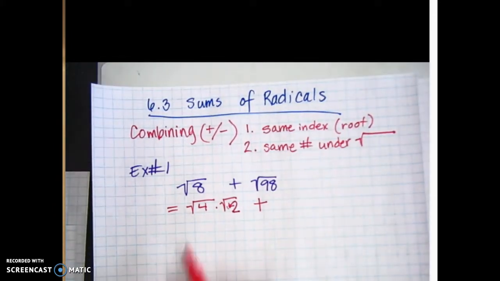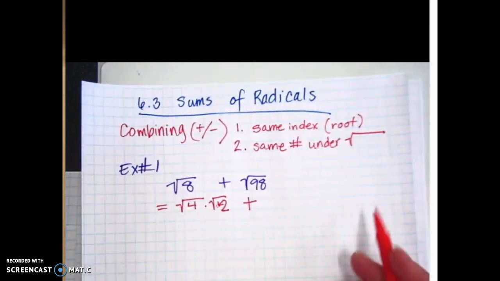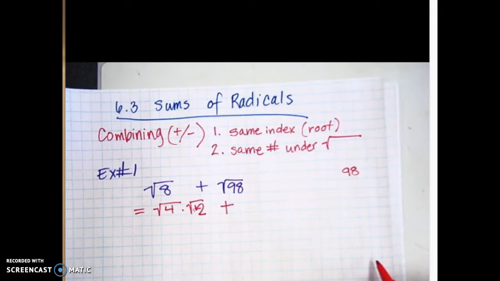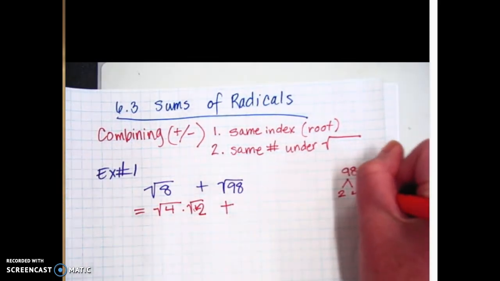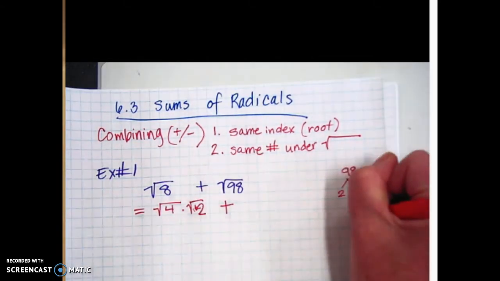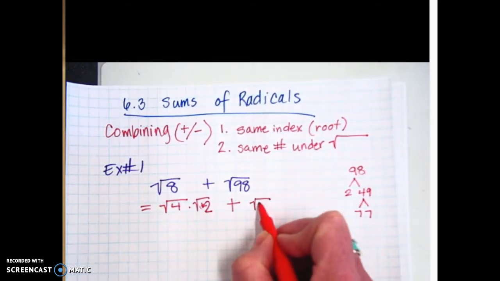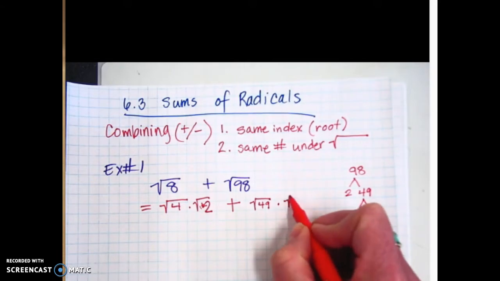All right, that one's kind of easy to spot, but how about numbers like 98, okay? May not be as recognizable to you, so you'll need to do kind of what we did yesterday. You'll have to start with 98 and do the prime factorization if you're not sure what it is, right? So 2 goes into 98 49 times, and 49 is 7 times 7. So when you rewrite this, you would rewrite it as the square root of 49 times the square root of 2.